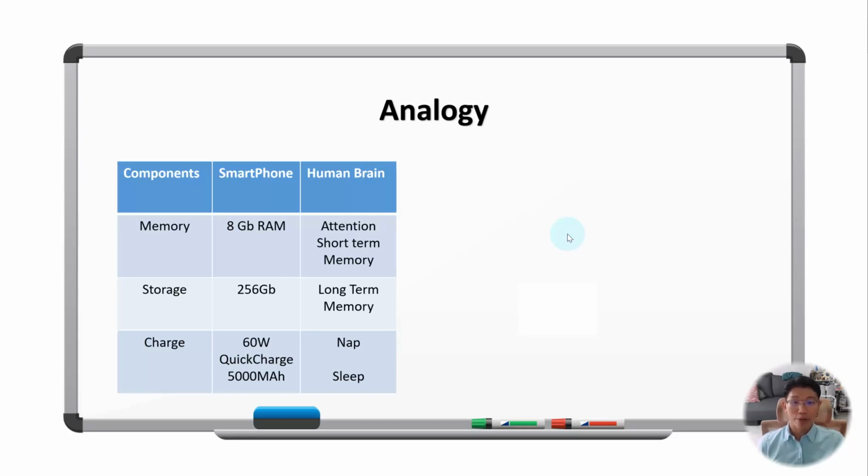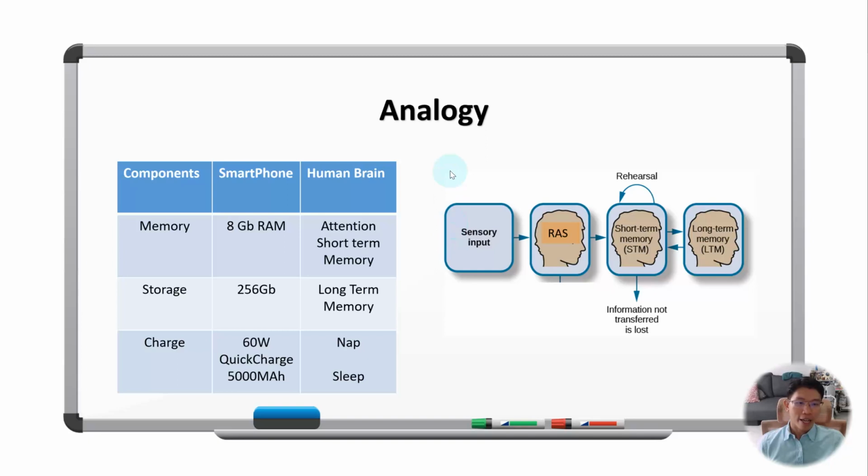For example, nowadays everyone has a smartphone, and you have 8 GB of RAM in your smartphone, and that's related to the attention and our short-term memory. Your phone has 256 GB of storage, and that relates to our long-term memory. And nowadays phone also have quick charge, and that's what you do when you take a power nap, and the total storage capacity of your battery is 5000 milliamp, and that's how we fill up with sleep.